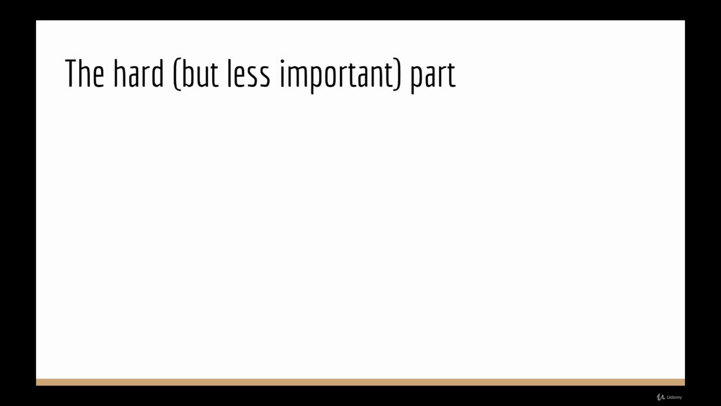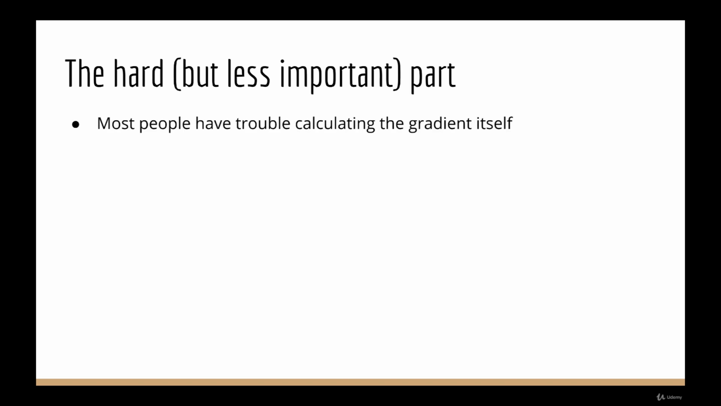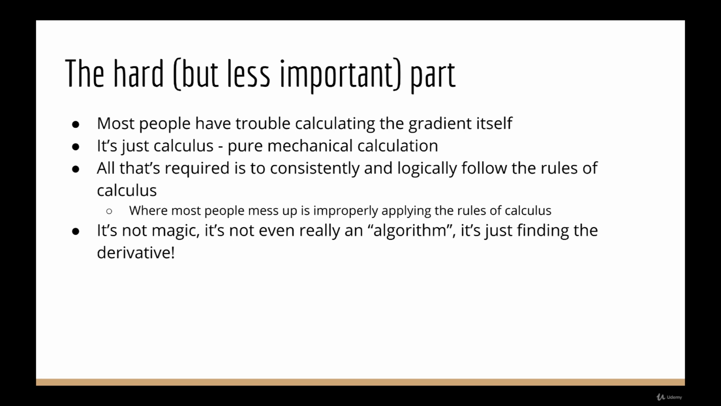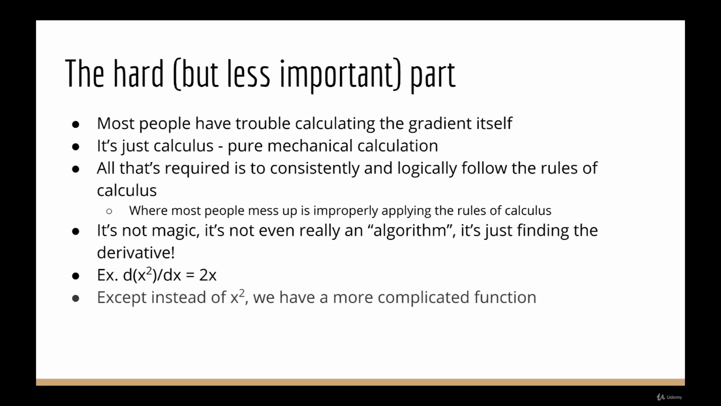The thing that most people have trouble with is calculating the gradient itself. But keep in mind that this is just pure calculus. It's purely mechanical calculation. Follow the rules of calculus, and you end up with some complicated result. So remember, this is not magic, and it's not even an algorithm per se. It's just calculus. We're just trying to find the derivative of something. That's like saying, here's a function x squared, let's take the derivative with respect to x. It's no different from that, except that instead of x squared, we have a much more complicated function.